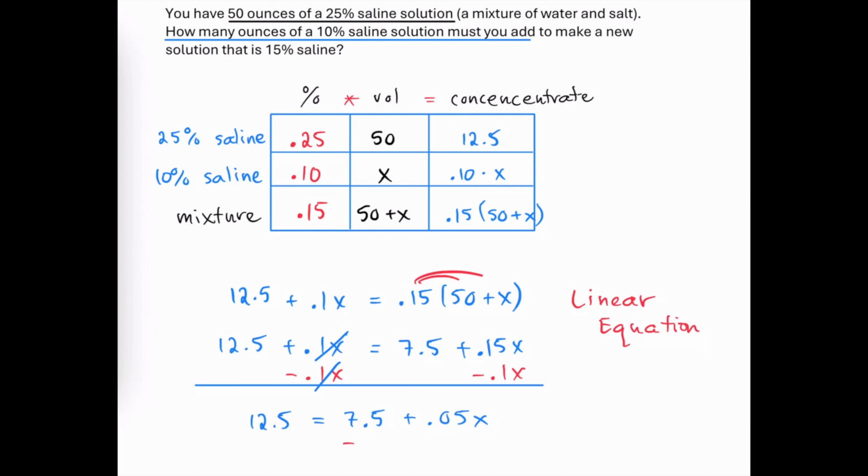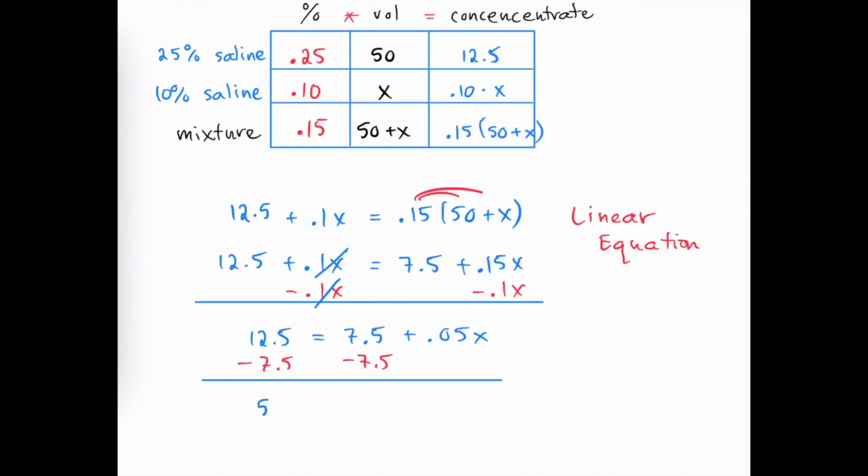Then to get our constant terms on the left, we'll subtract 7.5 from both sides, which leaves us with 5 on the left and 0.05x on the right. To completely solve for x, we're going to divide both sides by 0.05, which is going to yield that x is equal to 100. 5 divided by 0.05 is 100, and our units are ounces.